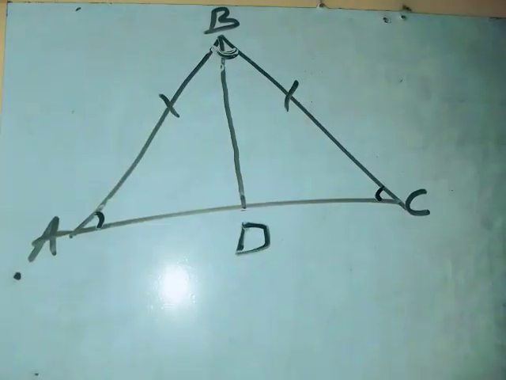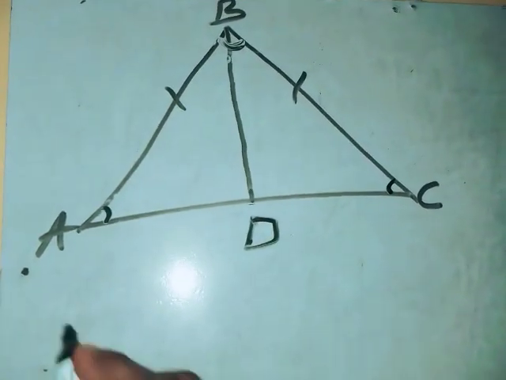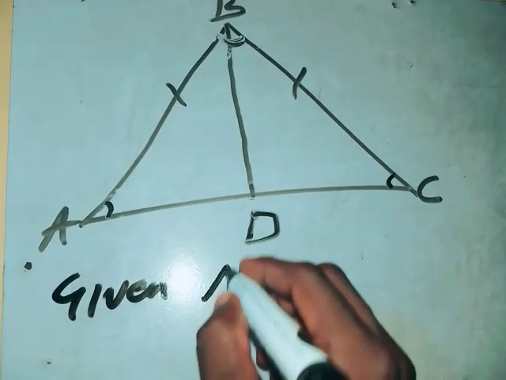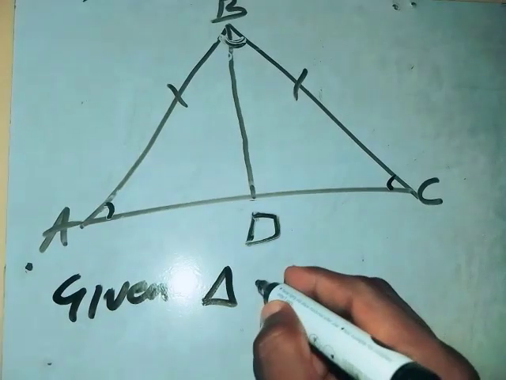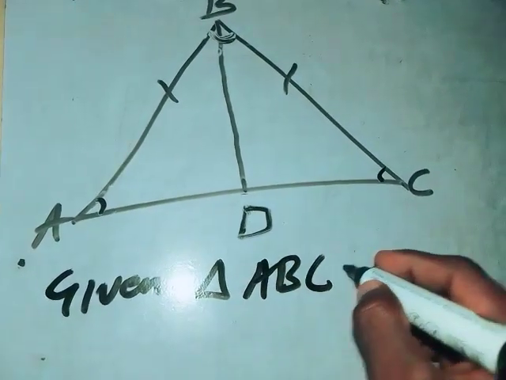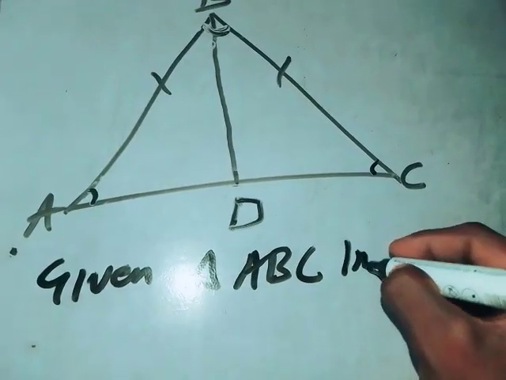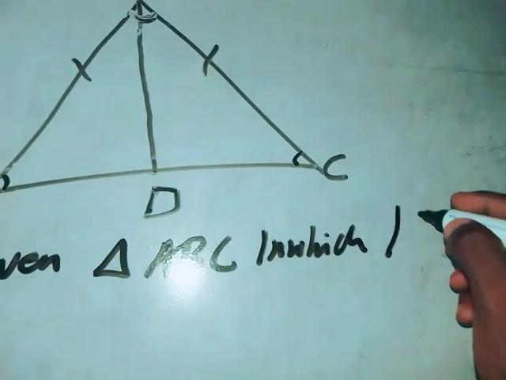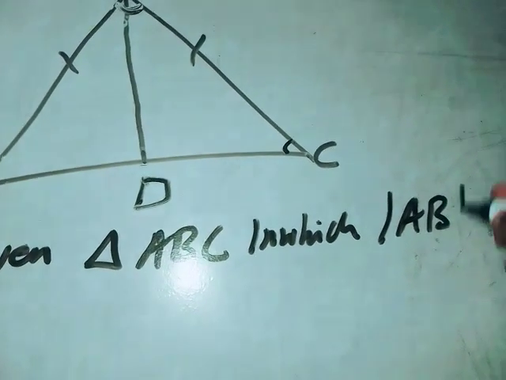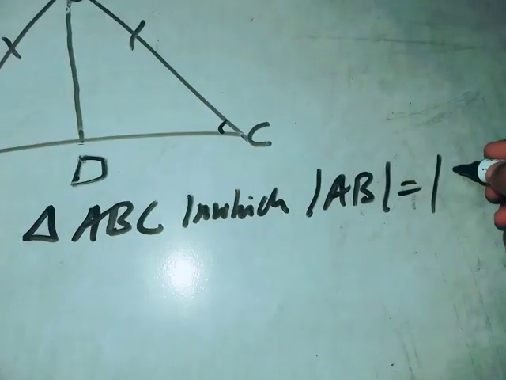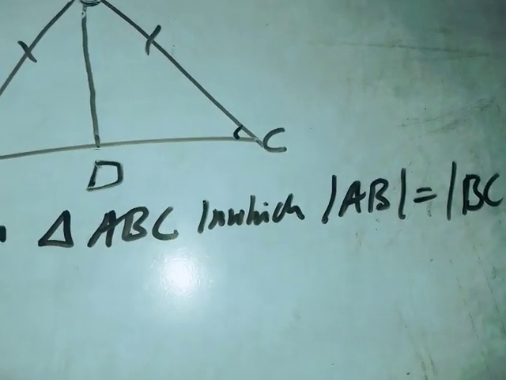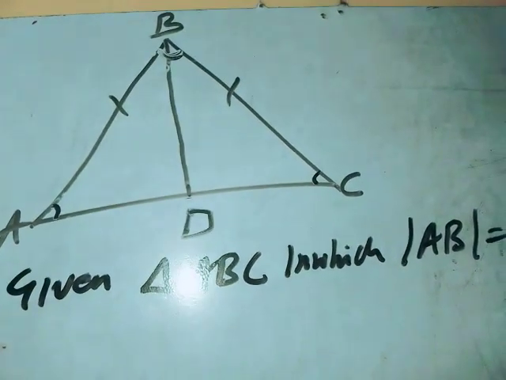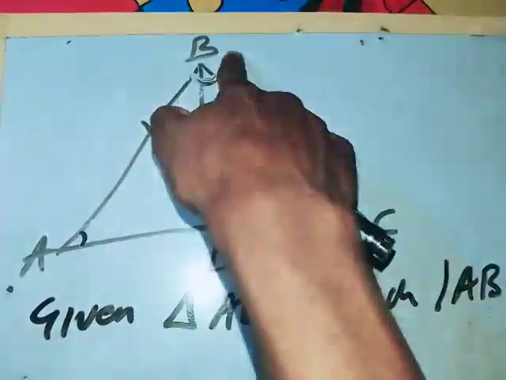Okay, now let's try to. It is given that triangle ABC, in which line AB is equal to line BC. What do I mean by that? Now, this is a triangle given. Check that triangle, you will see that this is ABC.